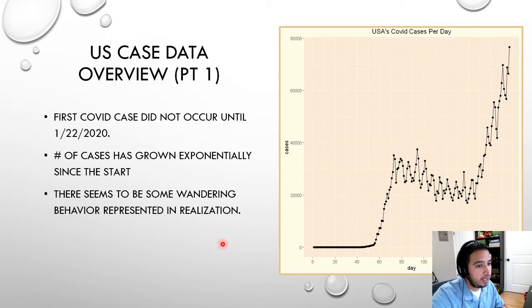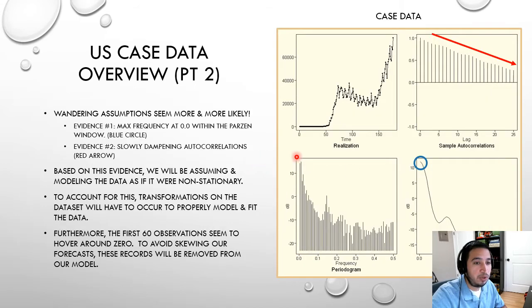For the US case data, similar to Nevada's, it has grown exponentially. The first case occurred around January 22nd, and it is also wandering, as represented within this realization. This is further pointed out with dampening autocorrelations and a max at 0 within the Parzen window. So similar to Nevada, we're going to be assuming that this is not stationary, and we're going to have to do transformations to properly model and fit the data. One other thing that we'll be doing is removing the first 60 observations since they were also hovering around 0.